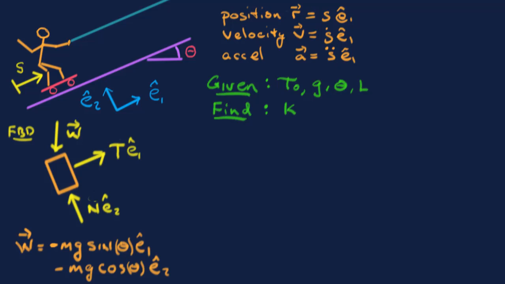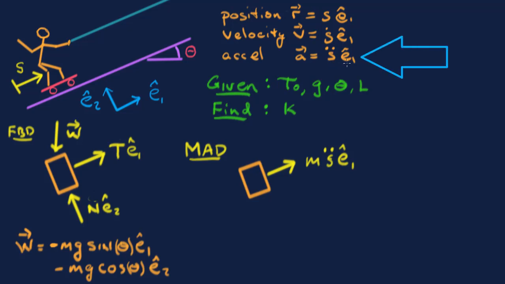So now in this part of the problem, the free body diagram is exactly the same as it was before, right? But instead of the tension being a constant value, it's going to be increasing gradually in time. And because that tension is increasing, the body is no longer in equilibrium, and we're going to get an acceleration. So let's redraw the mass acceleration diagram. But this time the acceleration will not be 0. So I'll write m s double dot in the e hat 1 direction, right? At the very beginning we said that the acceleration was s double dot e hat 1. So let me write it that way.